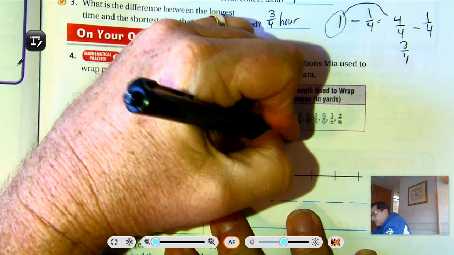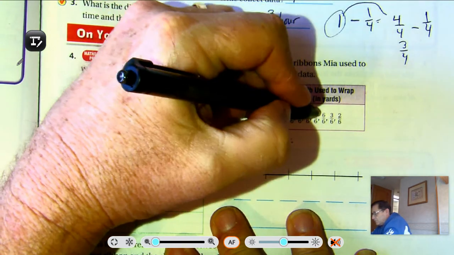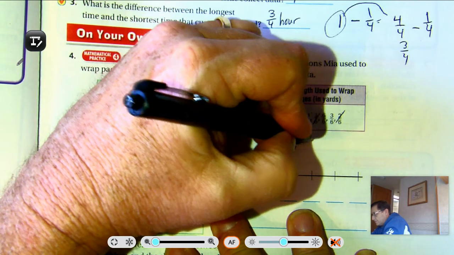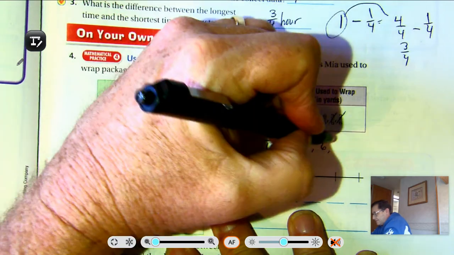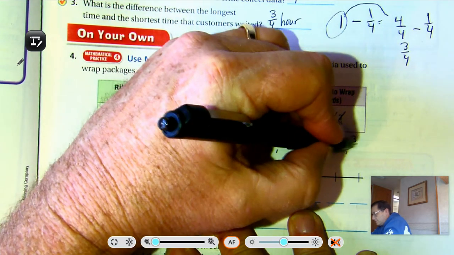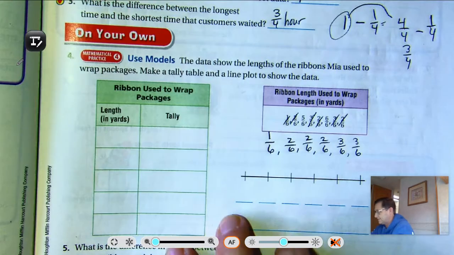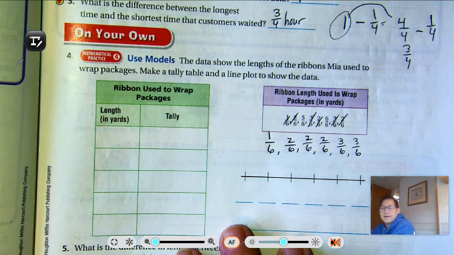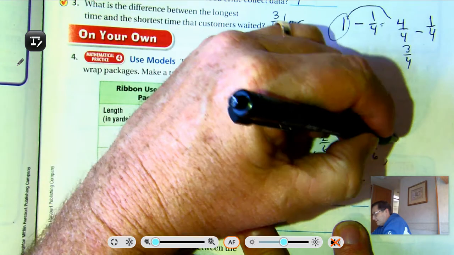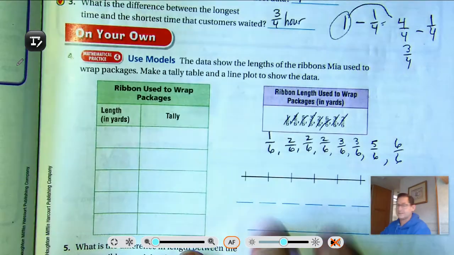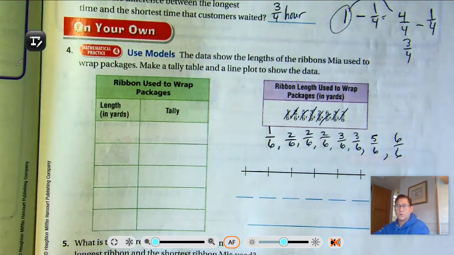Now we have 2/6, and I see 1, 2, 3 of those. Then 3/6, I see 2 data points that are 3/6. And now we have 5/6. I only see 1 of those, and 6/6. All right, so those are our points.